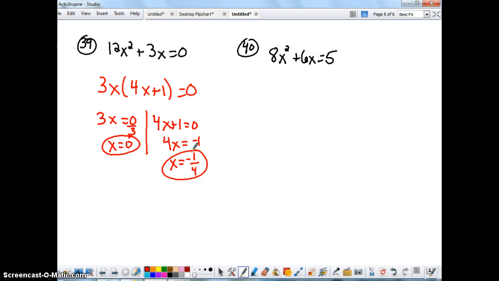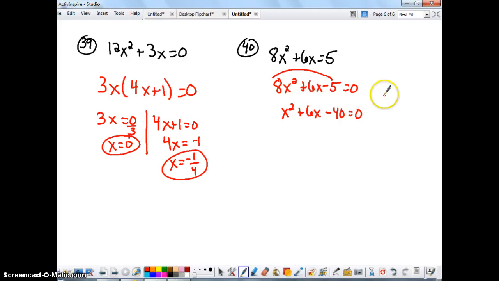Number 40. Again, we want to set it equal to 0, so just like the first one, 36, I'm going to bring this 5 over. So it's 8x squared plus 6x minus 5 now equals 0. There's, again, no GCF here. 8 times 5 is going to give me x squared plus 6x minus 40 is equal to 0. And now I need to figure out what numbers multiply to give me 40 and add together to give me 6.